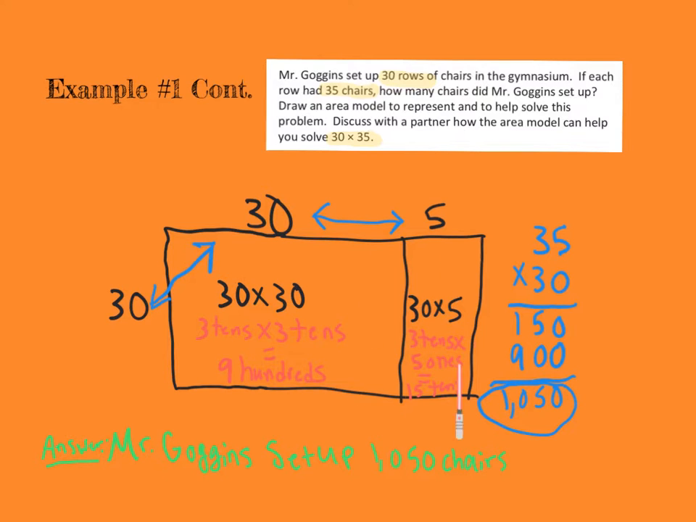Then you go over to this section, and you do 30 times 5, which is 3 tens times 5 ones, equaling 15 tens. And then you come over here, and this is how you set up the problem. 35 times 30 equals 150, and then 900, add those up, and then you get 1,050. So the answer is Mr. Goggins set up 1,050 chairs.